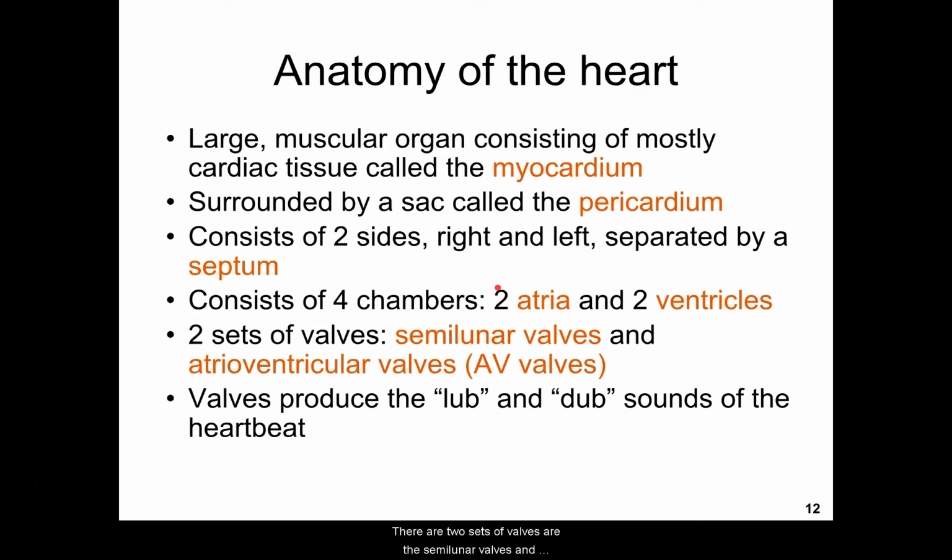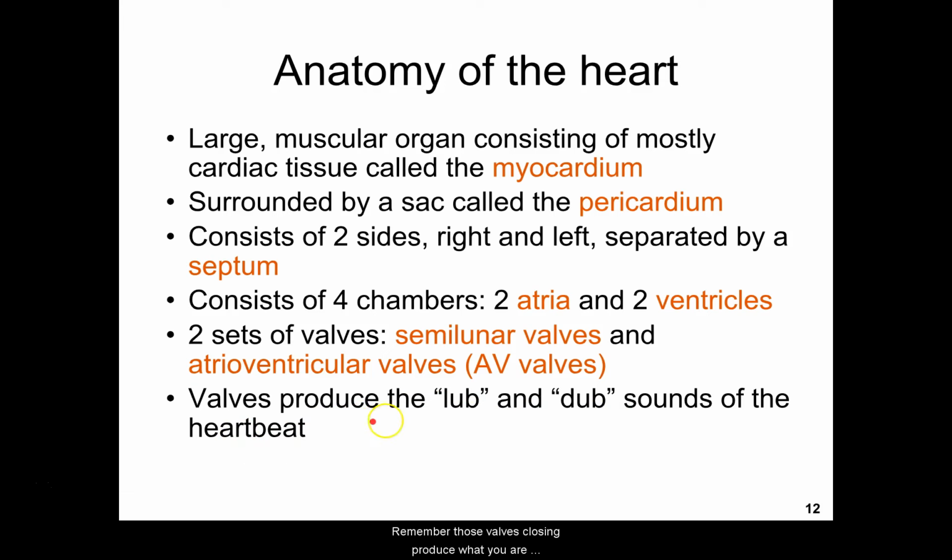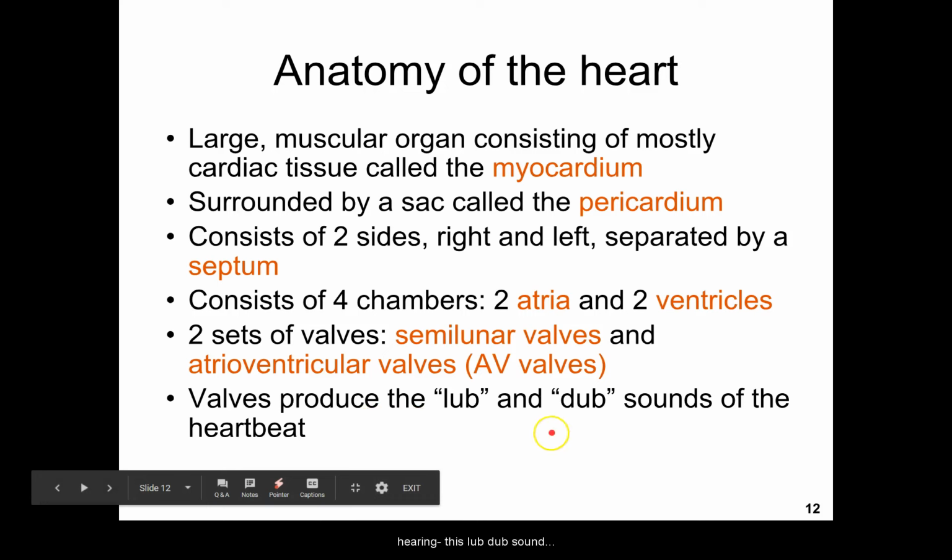There are 2 sets of valves, the semilunar valves and the arterioventricular valves, and remember those are to keep blood going in the correct direction. One of these is the tricuspid valve, the other is the mitral valve, and these semilunar valves are the pulmonary and aortic valves. And the valves closing produce what you hear as a heartbeat. So remember, those valves closing produce what you are hearing, this lub-dub sound, as your heartbeat.